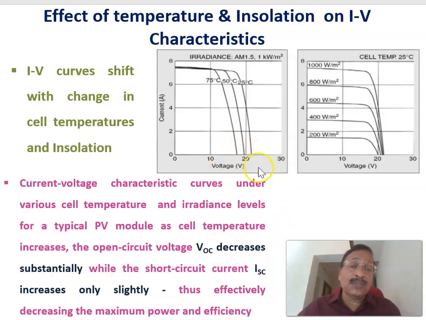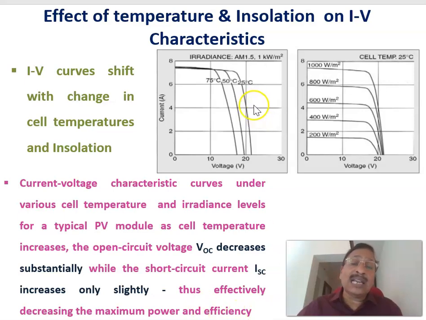VOC decreases substantially as temperature increases, but short circuit current is not reduced much. Therefore, here ISC increases only slightly, thus effectively decreasing the maximum power and efficiency.